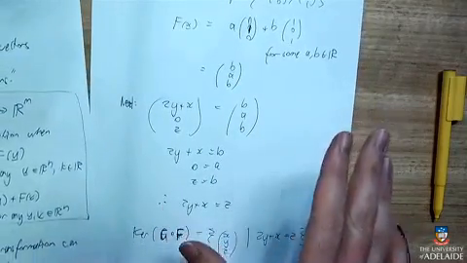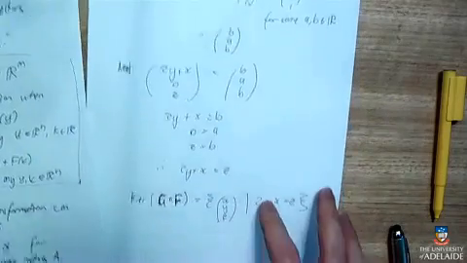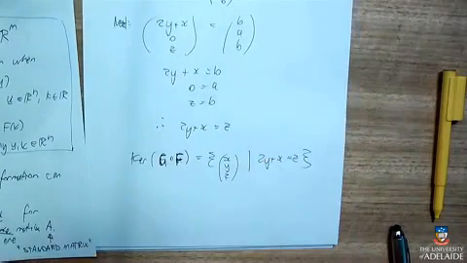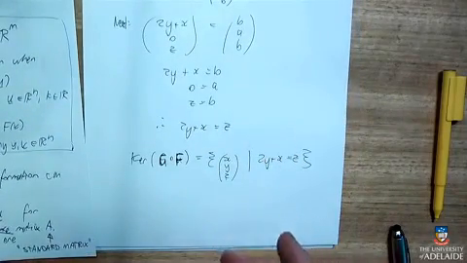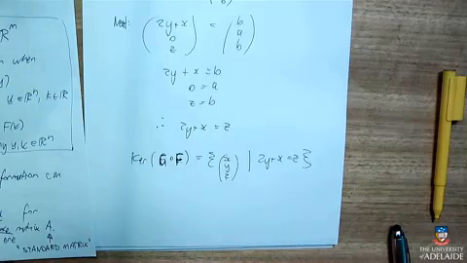I think I might stop there. The only other thing I would say about kernels and ranges is that there's a theorem that says how many dimensions kernels and ranges ought to have.